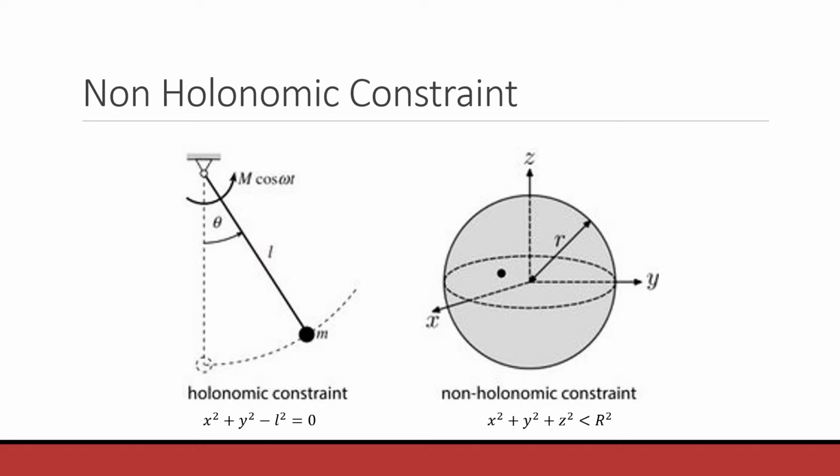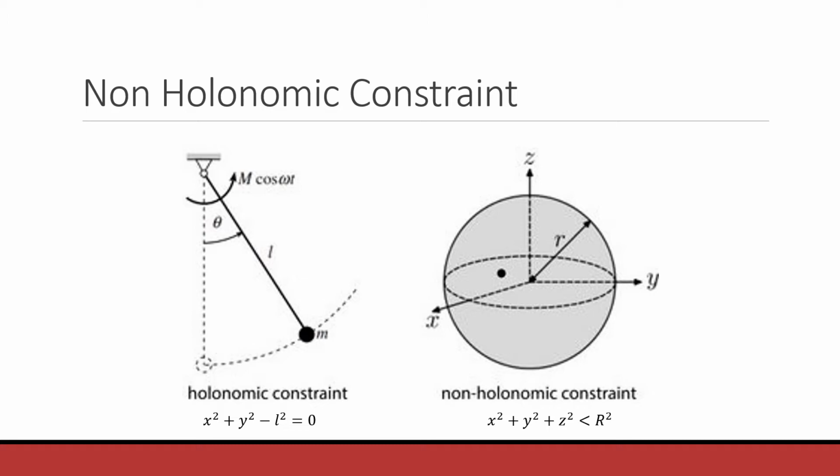First, let's see what a holonomic constraint means. Here is an example of a pendulum that has 2 degrees of freedom in x and y, and the length here is constant. The equation is given by x squared plus y squared minus l squared equals 0. Hence, in the equation, we can see that it only depends on the coordinates and does not explicitly depend on time. And that is what a holonomic constraint is.